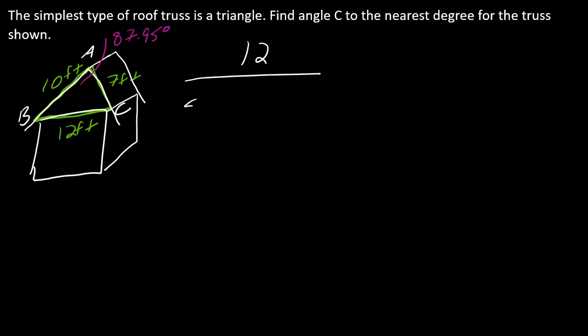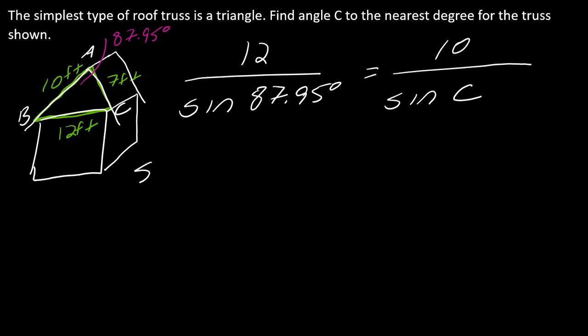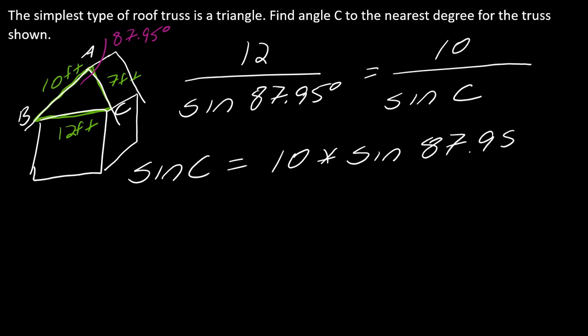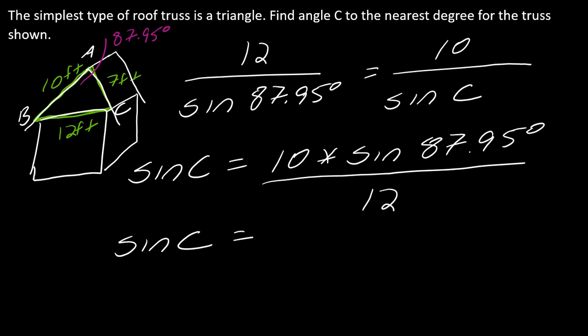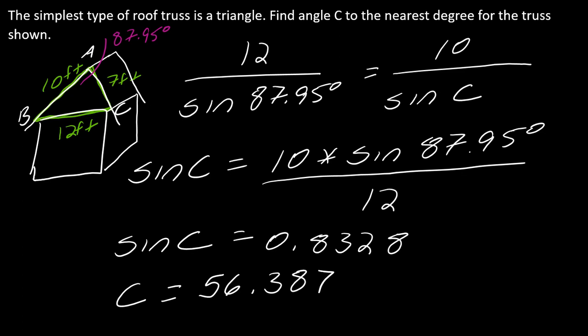So I'm going to do 12 over sine of 87.95 degrees equals 10 over sine of C. And so then I get sine of C is going to equal 10 times sine of 87.95 degrees divided by 12. So I have that sine of C will equal 0.8328. And so then if I take inverse sine of that, I get that my C is equal to 56.387 degrees. Okay, and so now we have figured out what we needed.